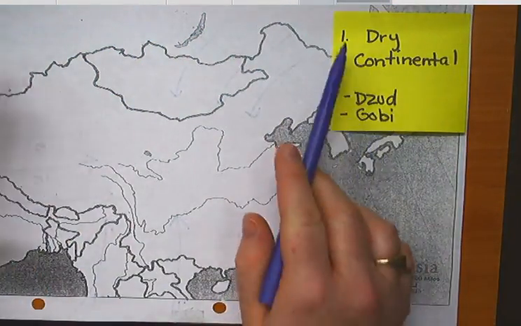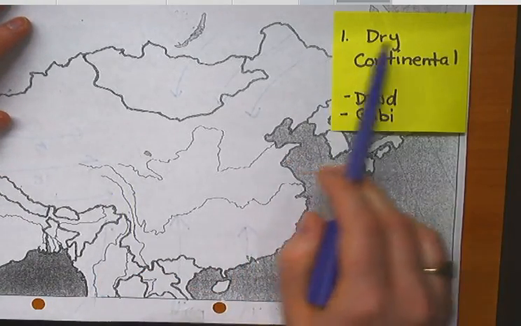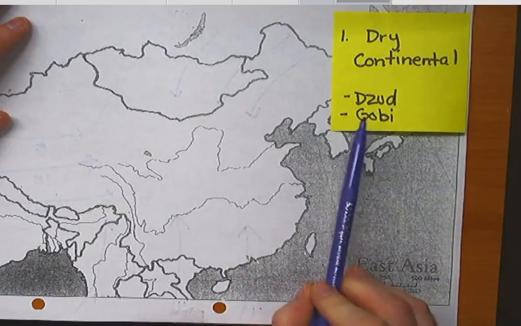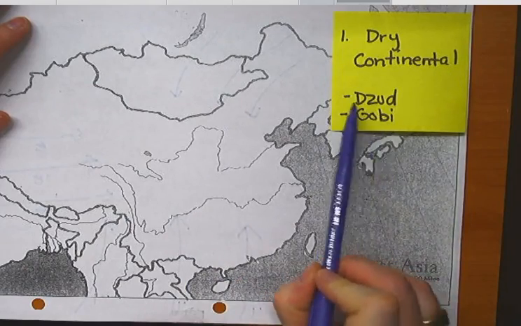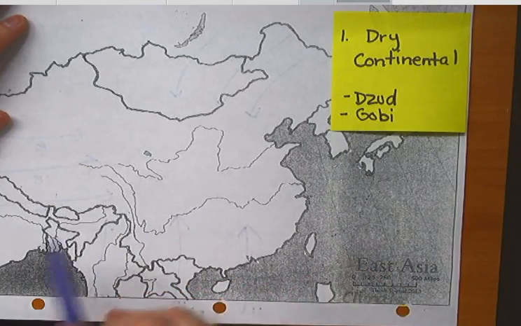If you remember, they come through Mongolia. And this first climate that we're going to label here is called a dry continental climate. So go ahead and write this on your post-it note. Additionally, Zud and then Gobi Desert will be things to put on here.